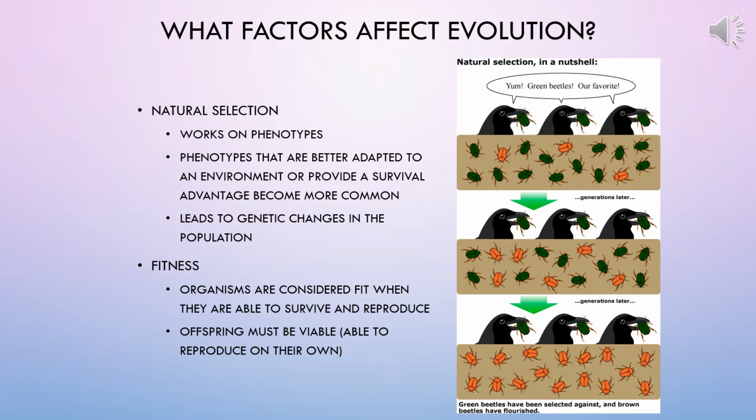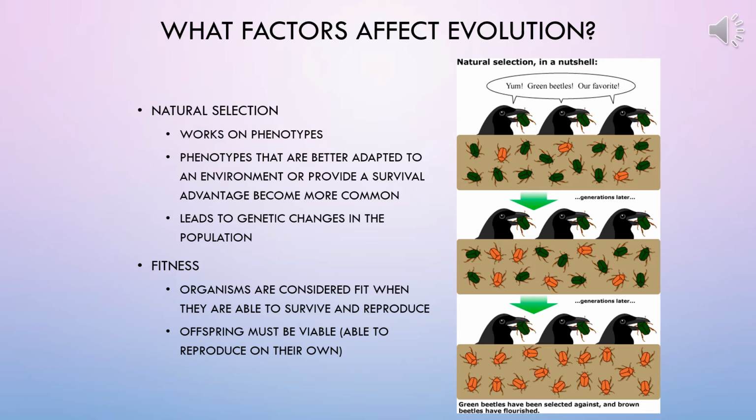In general, natural selection works on phenotypes. It works on the physical expression of the genes. Phenotypes that are better adapted to an environment or provide a survival advantage become more common. And because that phenotype is determined by a genotype, those genetics become more common, and it changes the genetic frequencies or the allele frequencies in the population.